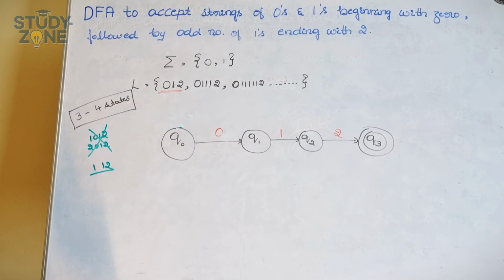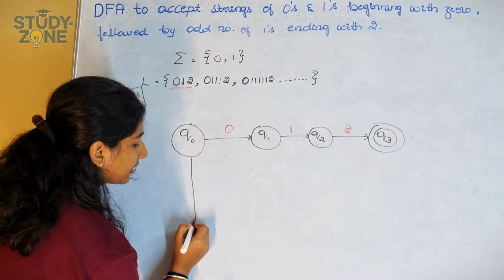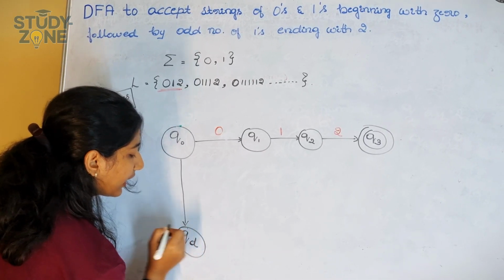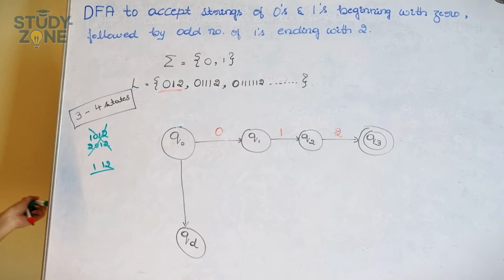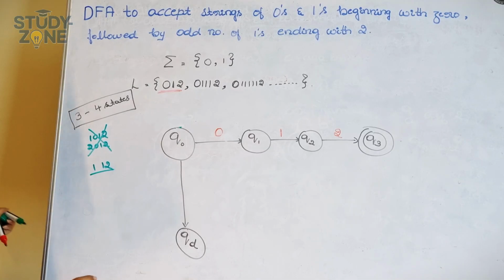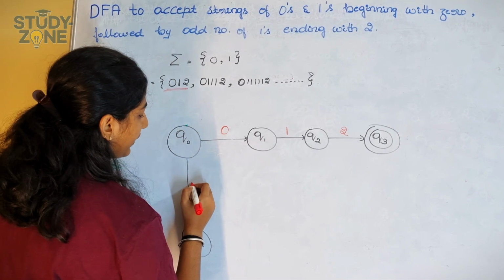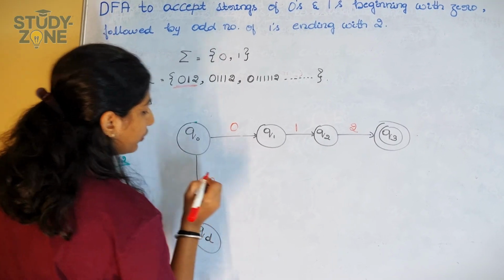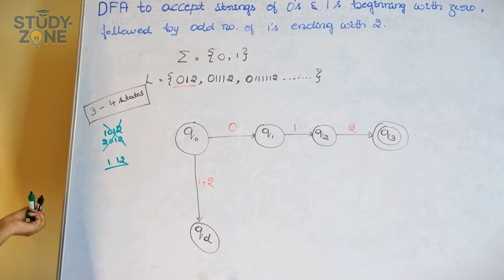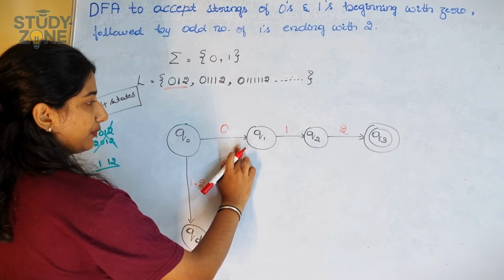So the only thing that is possible is adding one more state, that is a dead state, which means if I get 1 or 2 in the beginning instead of 0, it should move to dead state. So if I get 1 or 2 in Q0, it will move to dead state.